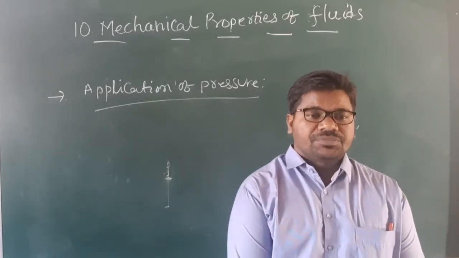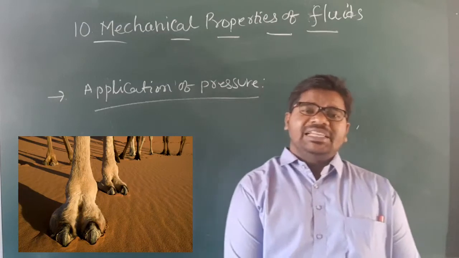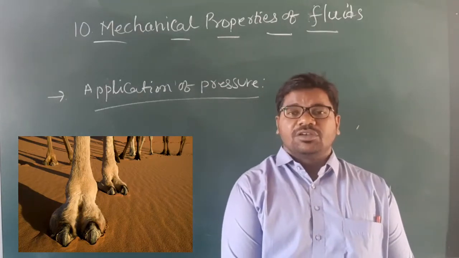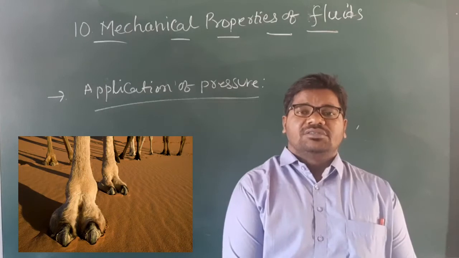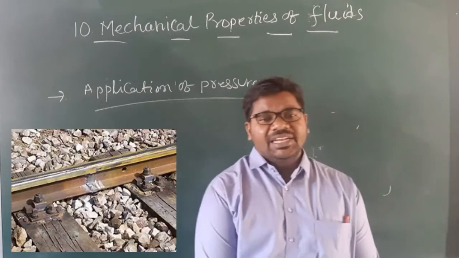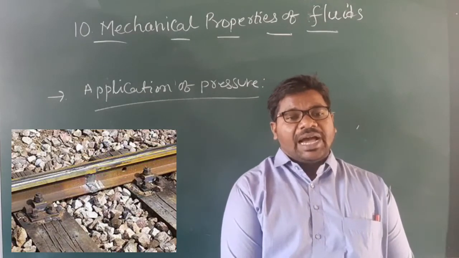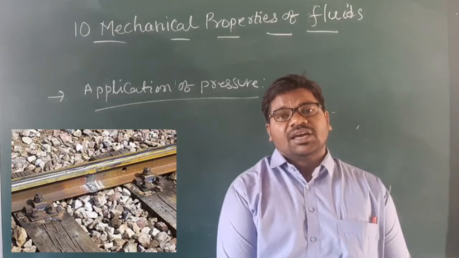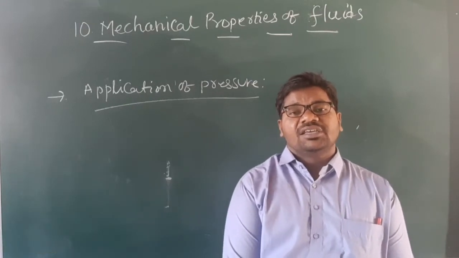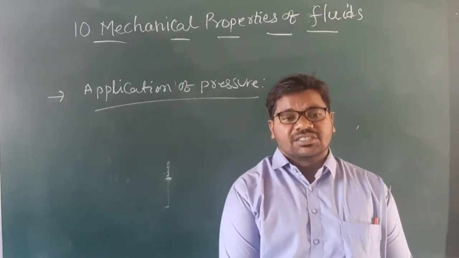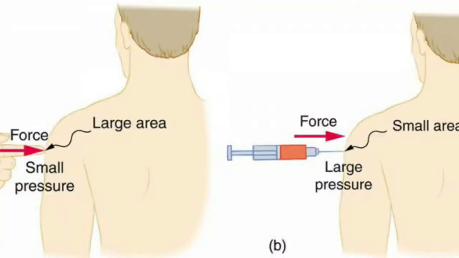Next one, the camel. A camel can easily walk on sand, but a human being cannot. Railway tracks are laid on large wooden or iron sleepers. When the area increases, the pressure decreases. Next, a sharp needle pierces the skin, but a dull needle can't, because the applied force is the same. See here, there are many applications.